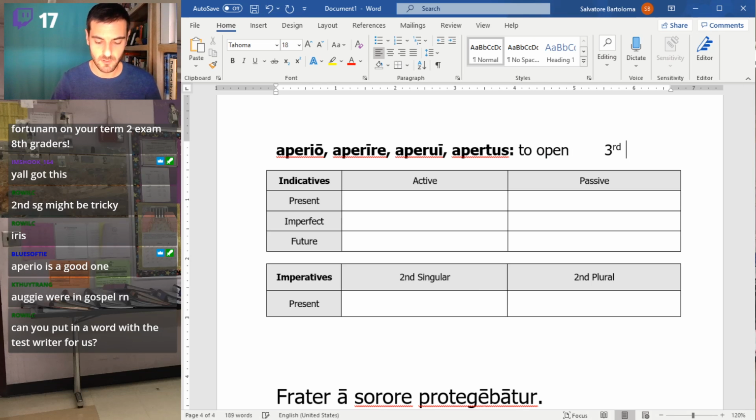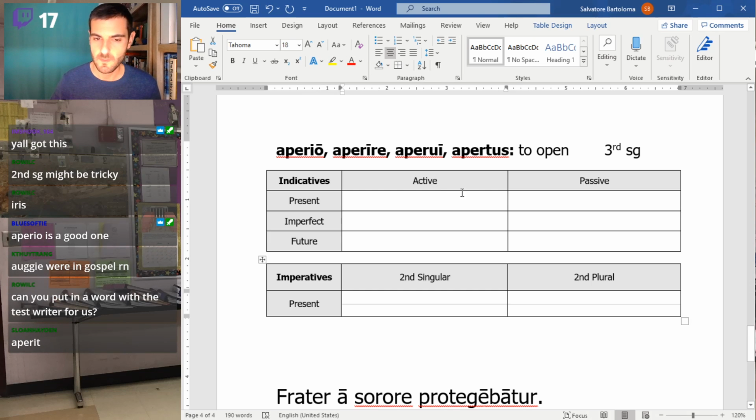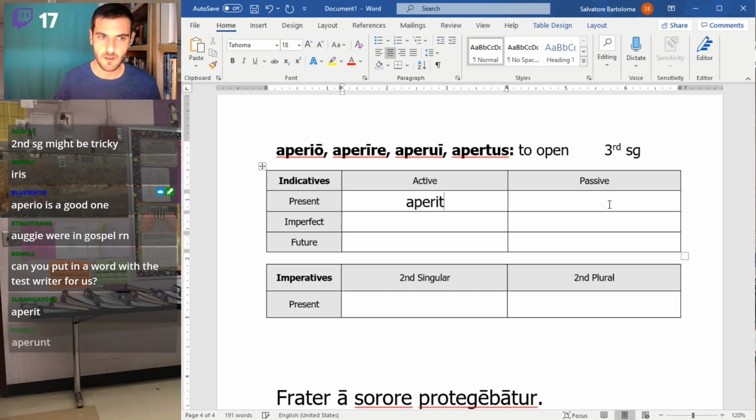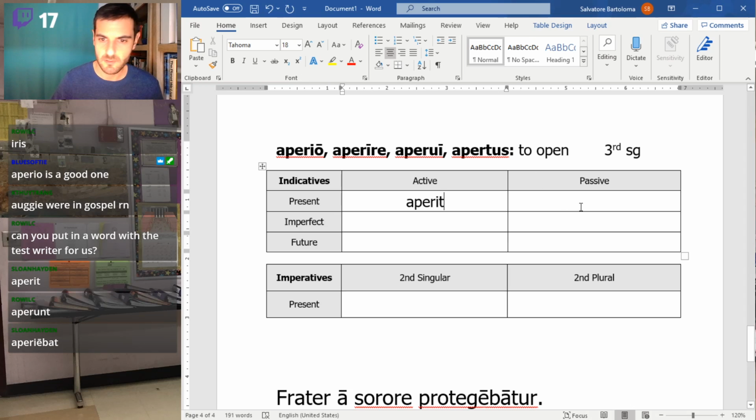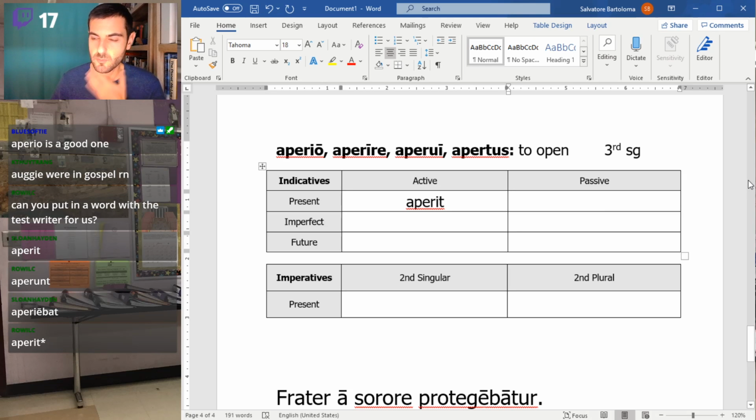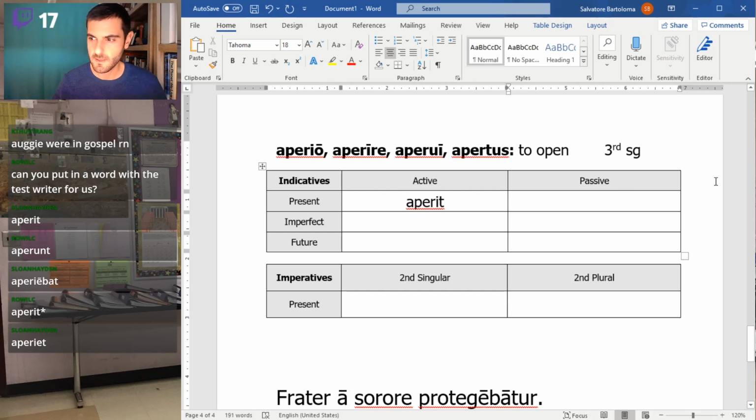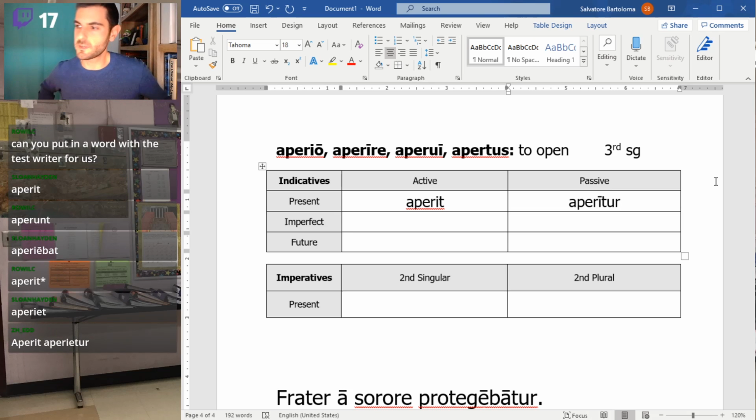Let's do third singular for this one. So we have a fourth conjugation verb, fourth and third IO, basically the same pattern, almost indistinguishable. Remember, I like to go active, passive, active, passive. So we have aperit and aperitur. We get a long mark. That's okay. It's a pronunciation long mark.